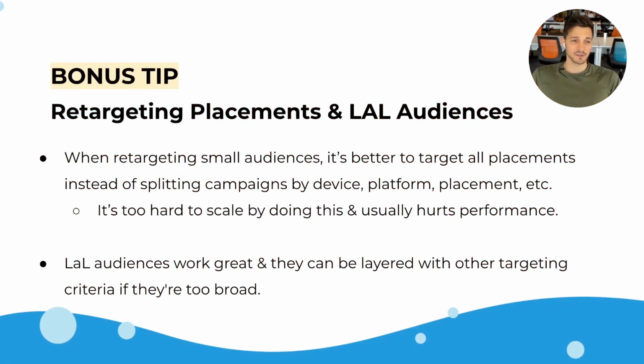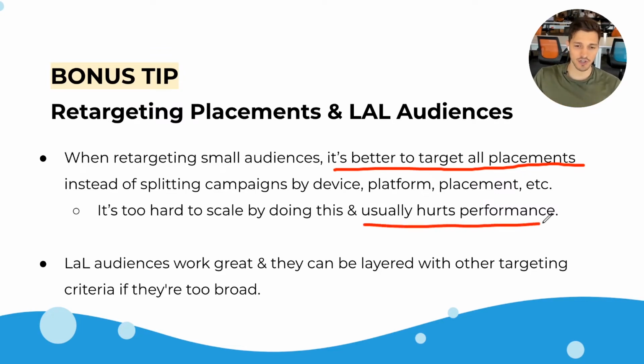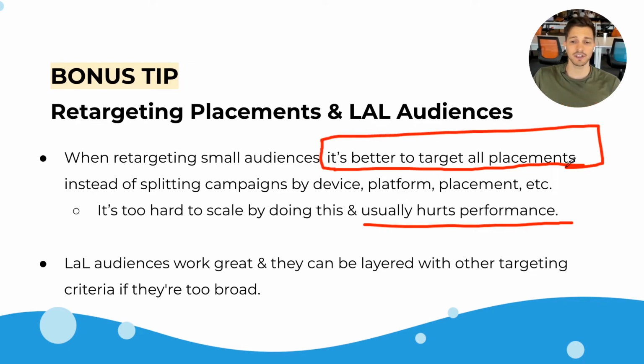All right, that basically wraps up this video, but I want to go over a bonus tip really quick. When you're retargeting small audiences, it's better to target all placements, because splitting up the campaigns by device, platform, placement, etc., increases your cost. So basically going all placement decreases your cost, and it's too hard to scale by doing the split. It usually hurts your performance. So make sure whenever you're retargeting small audiences, go after all placements.